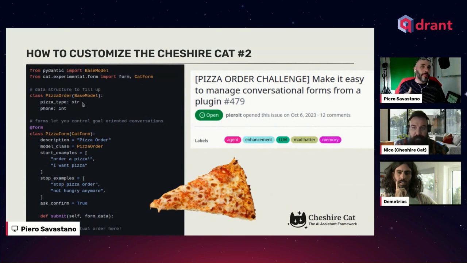We launched directly on GitHub and in our Discord the pizza challenge, where we challenged our community members to build prototypes to support a multi-turn conversational pizza order. And the result of this challenge is this spec, where you define a Pydantic model in Python. And then you subclass the pizza form, the cat form from the framework, and you can give examples of utterances that trigger the form, stop the form, and you can customize the submit function and any other function related to the form. So with a simple subclass, you can handle pragmatic, operational, multi-turn conversations. And I truly believe we are among the first in the world to build such a spec.